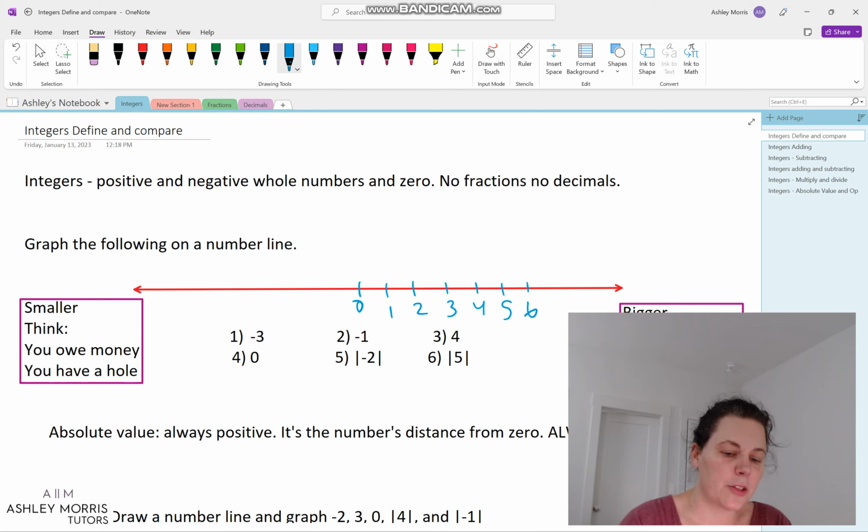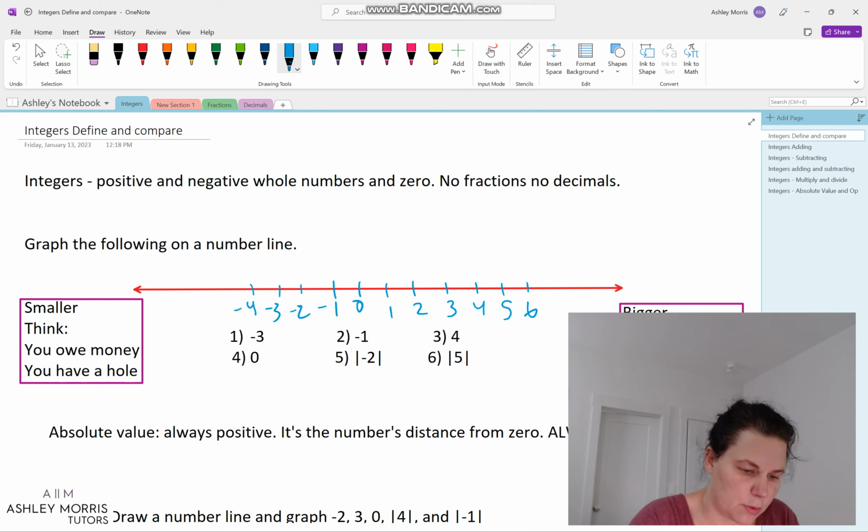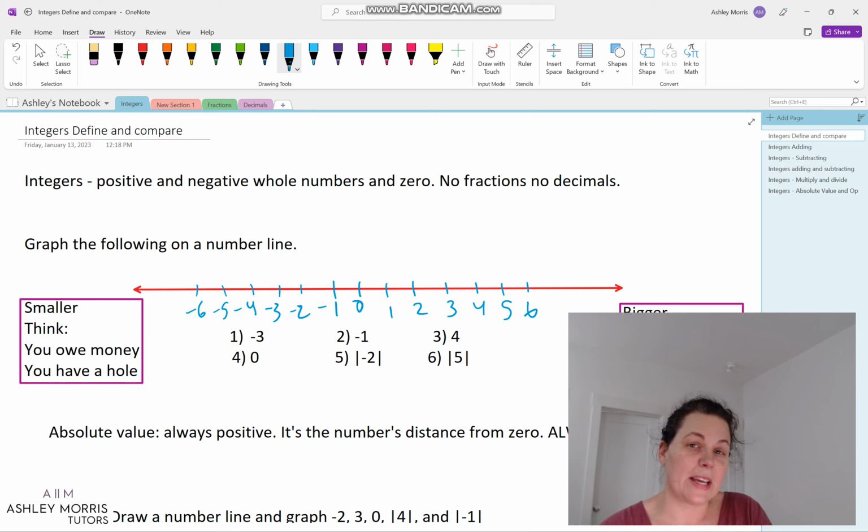Now, as I go the other way, we start at -1 and keep going. So as we go left, we're going to do -1, -2, -3, -4, -5, -6. And as you go right, those numbers are bigger. So if you're comparing numbers, the numbers on the right are bigger, and the numbers on the left are going to be the smaller ones.